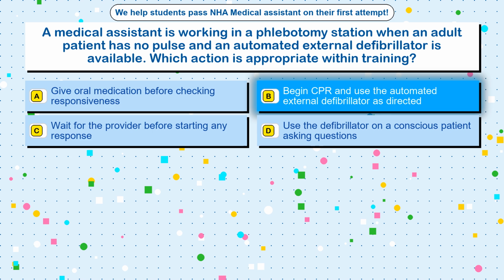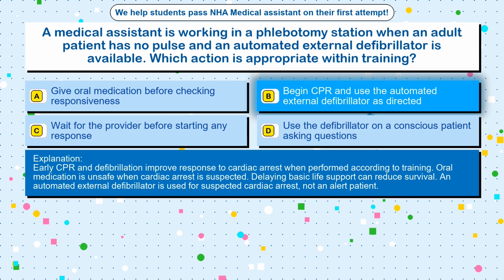Begin CPR and use the automated external defibrillator as directed. Early CPR and defibrillation improve response to cardiac arrest when performed according to training. Oral medication is unsafe when cardiac arrest is suspected. Delaying basic life support can reduce survival. An automated external defibrillator is used for suspected cardiac arrest, not an alert patient.